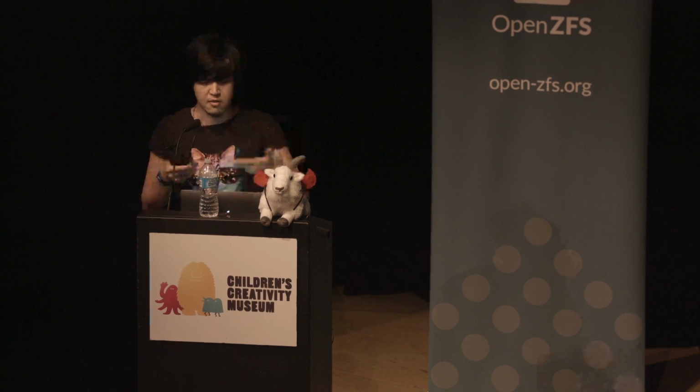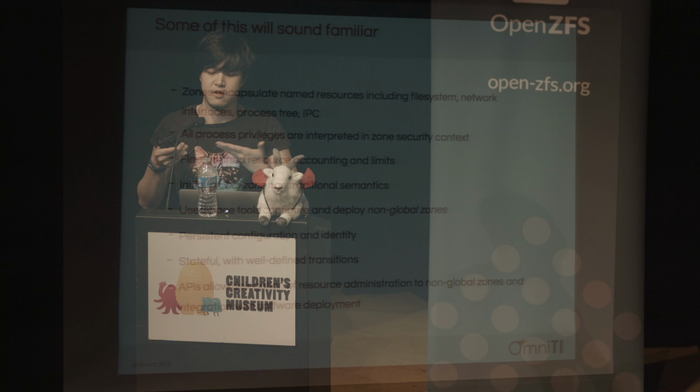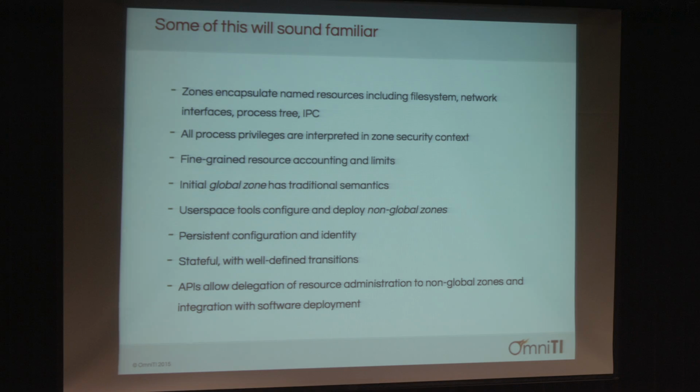Again, zones encapsulate all these resources, named resources, and there's a zone object attached to each process. When interpreting privileges for a process, they're done in the context of the zone. So root in a zone is actually unprivileged with respect to what we call the global zone, and there's also a lot of resource accounting that you can do on a per-zone basis.